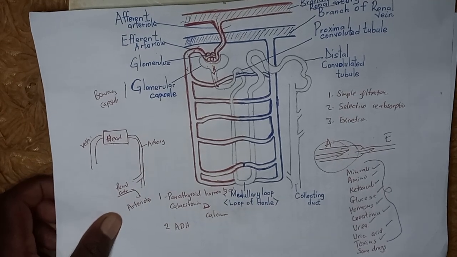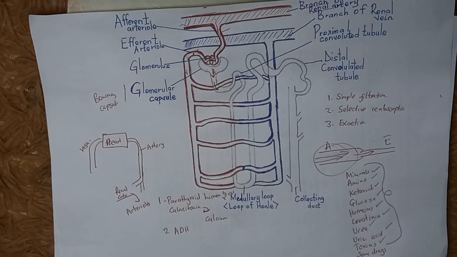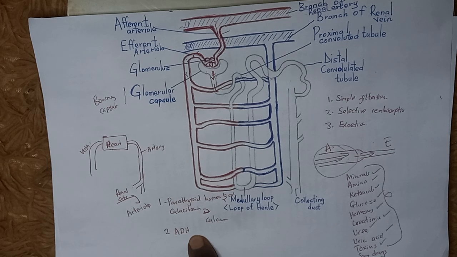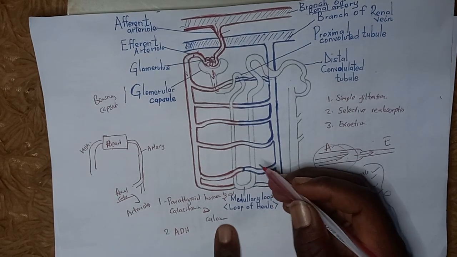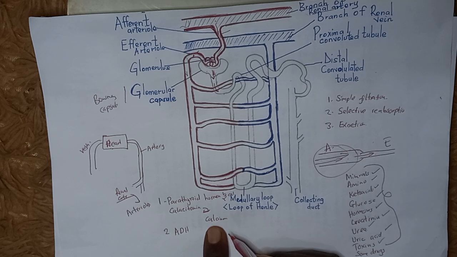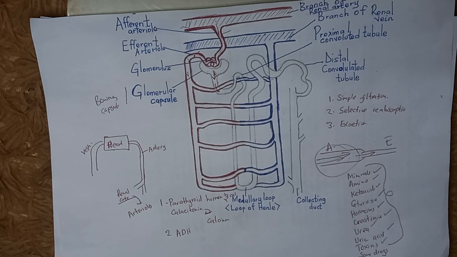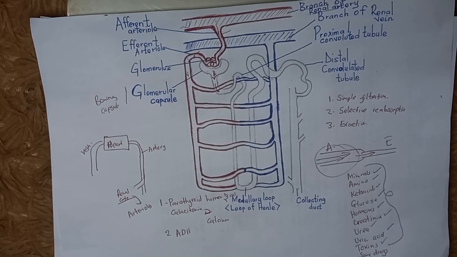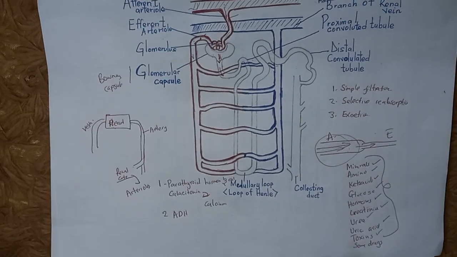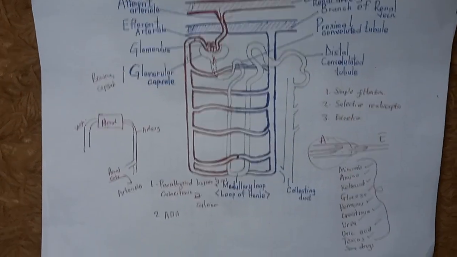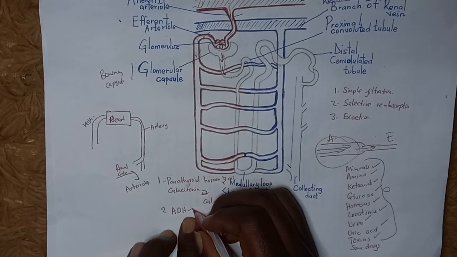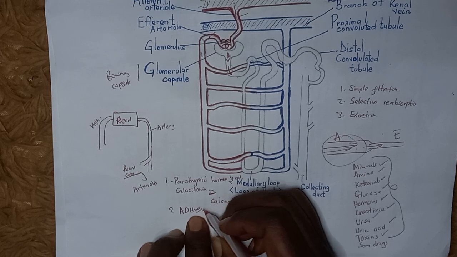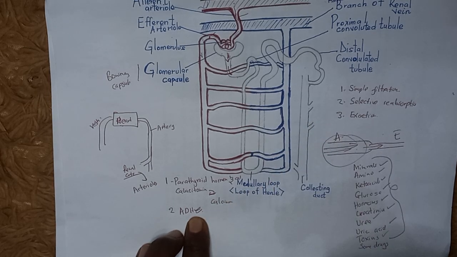So the second one is the ADH, antidiuretic hormone. This antidiuretic hormone is from the posterior pituitary gland and increases the permeability to water. By this we mean that when there is less water in the body, the body is experiencing some kind of shortage of water, so ADH will be triggered. The body will trigger its pituitary gland to produce more ADH.